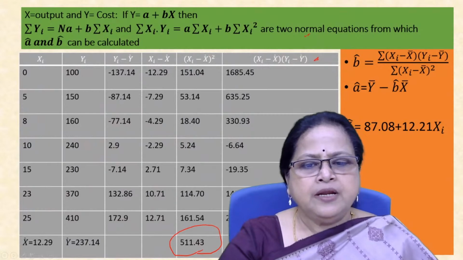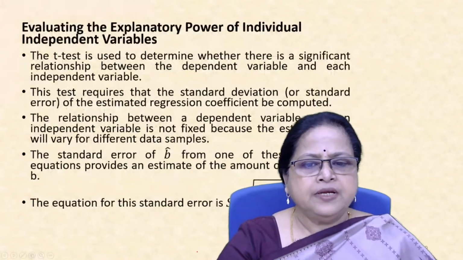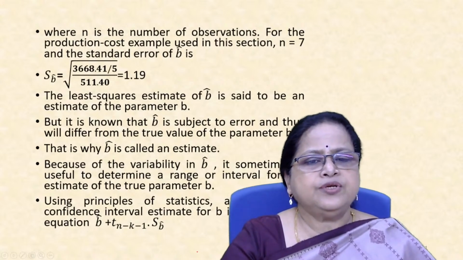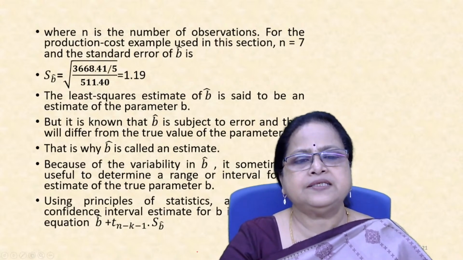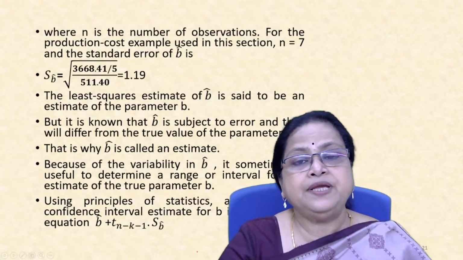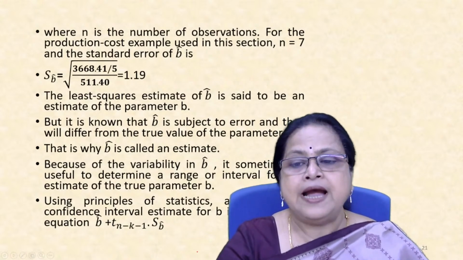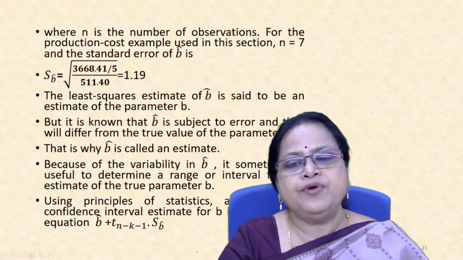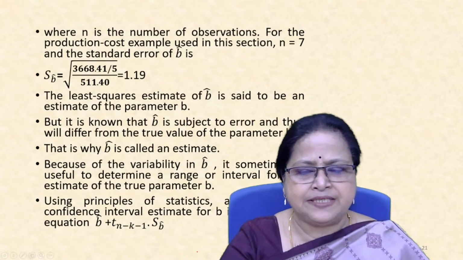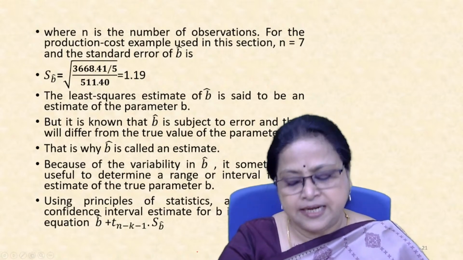511.43. Okay. Now let us go back to the formula. Yes, now it is becoming 1.19. So the least square estimate B hat is said to be an estimate of the parameter B, but it is known that B hat is subject to error, and thus will differ from the true value of the parameter B. For parameter B, there can be n number of estimates depending on n number of samples. That is why B hat is called an estimate.